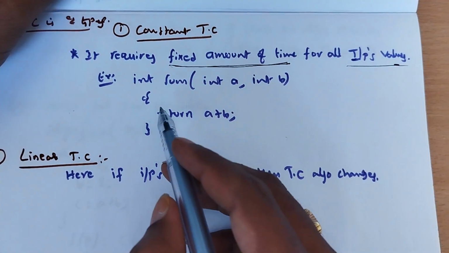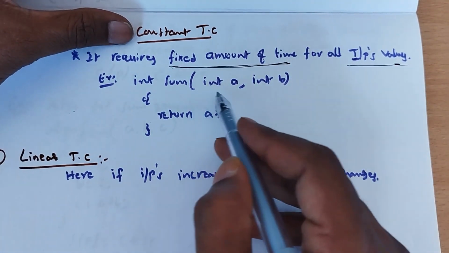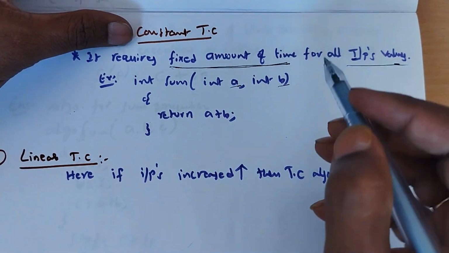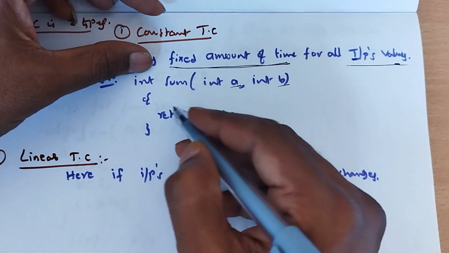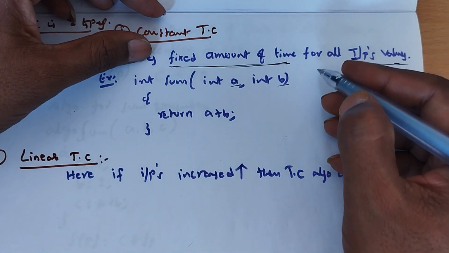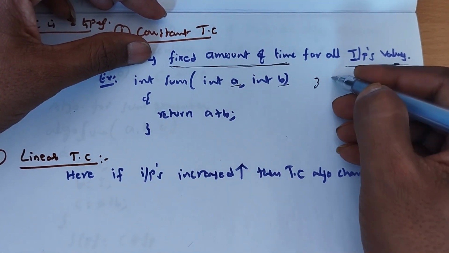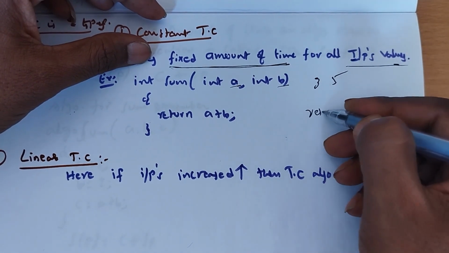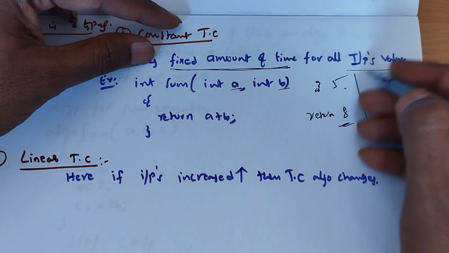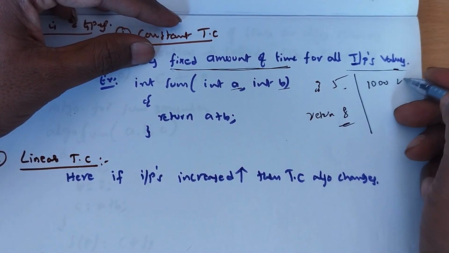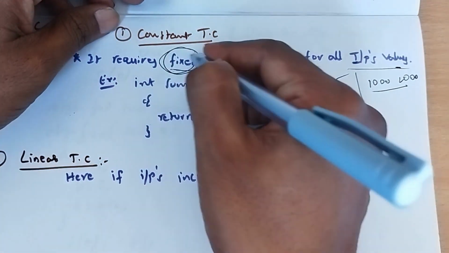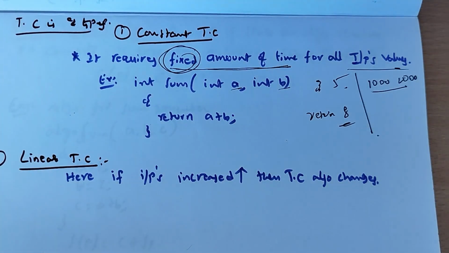See here, one example. Here I am writing int sum of int a, int b. What is the meaning of int a, int b? These are the two parameters I have taken as variables. If you are performing a equals to b, for example, I am taking a value 3, b value 5. What about the return value? Return value is 8. How much time is taken? Same. If you change the a and b values like 1000, 2000, then also it has to take the same fixed amount of time. Then it is called constant time complexity.